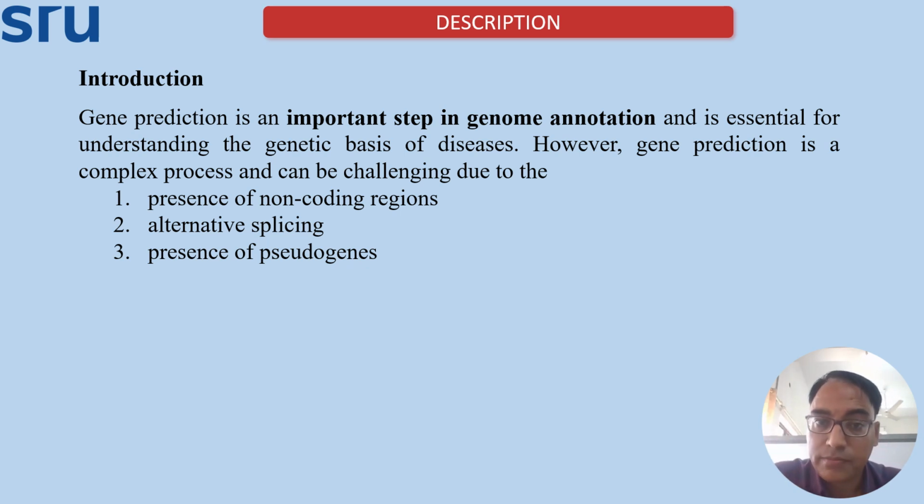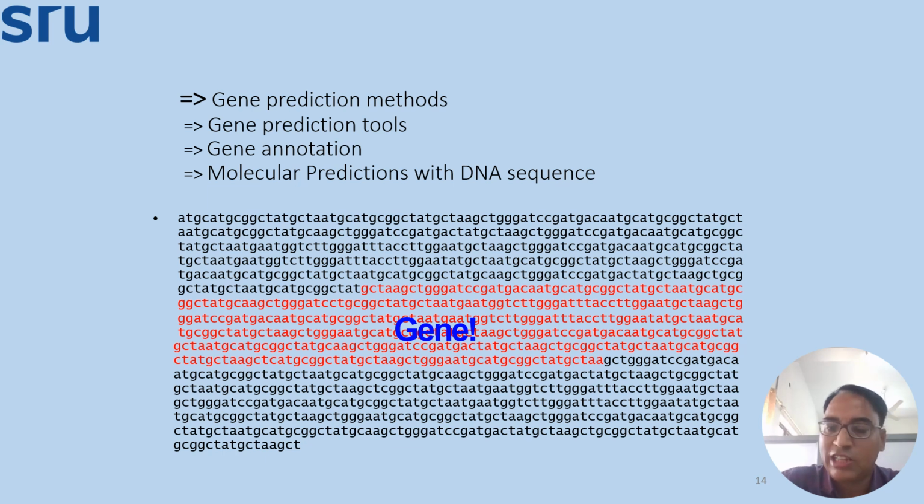Third, even if the gene is there, it may be a pseudogene. Means it will have the features of a gene, but it is not functional. So see the basic part. If this is the complete DNA I give you, and this is the exact gene, the question is to find this red marked gene. That is the question.